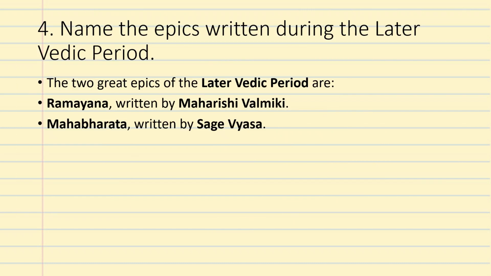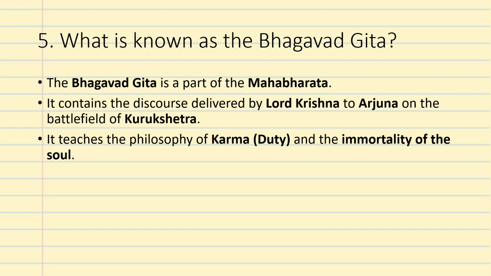So name the epics written during the later Vedic period. The two great epics of the later Vedic period are Ramayana, written by Maharshi Valmiki, and Mahabharata, written by sage Vyas. What is known as the Bhagavad Gita? The Bhagavad Gita is a part of the Mahabharata. It contains the discourse delivered by Lord Krishna to Arjuna on the battlefield of Kurukshetra. It teaches the philosophy of karma, which is duty, and immortality of the soul. So this is very important. What is Bhagavad Gita may come in many kinds of exams.